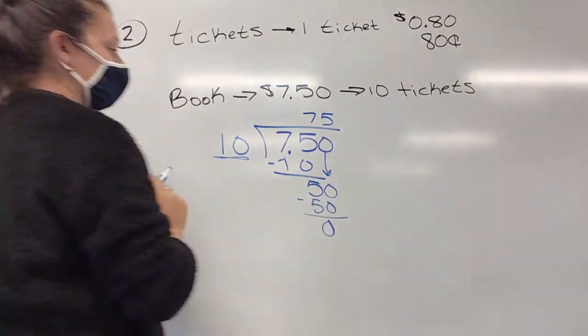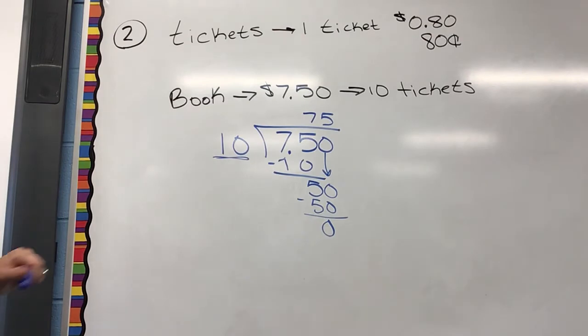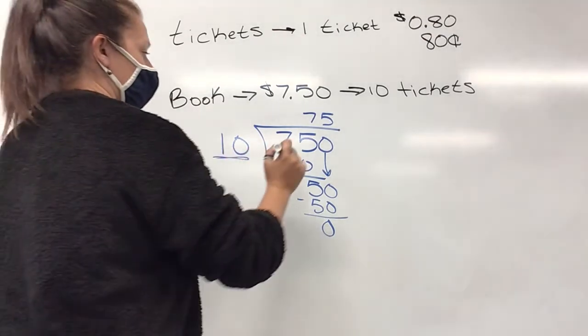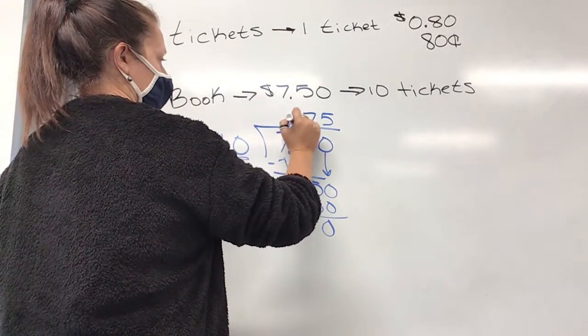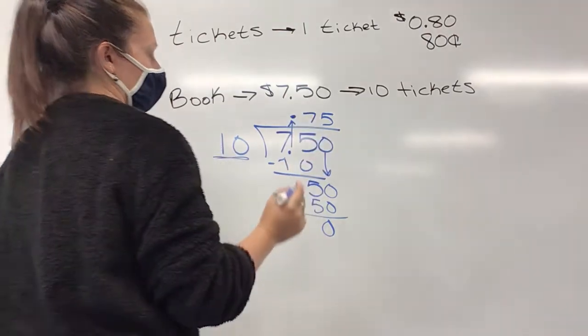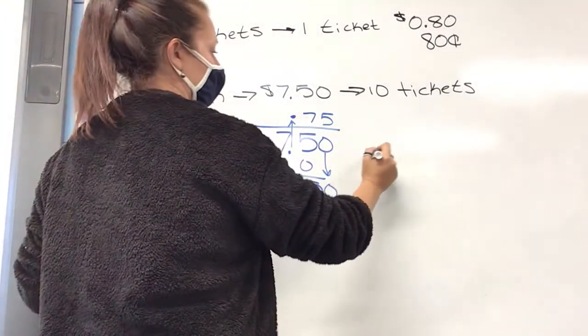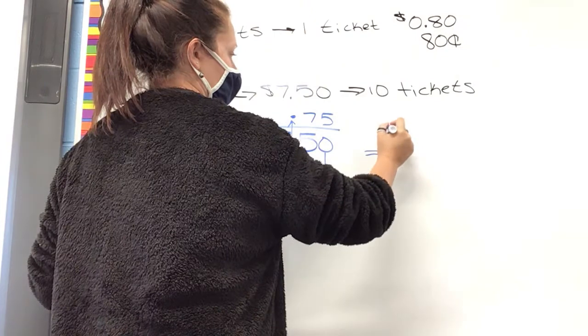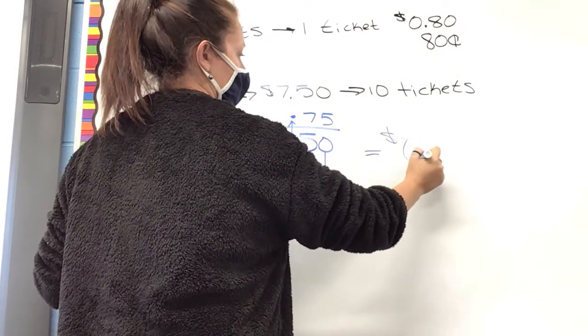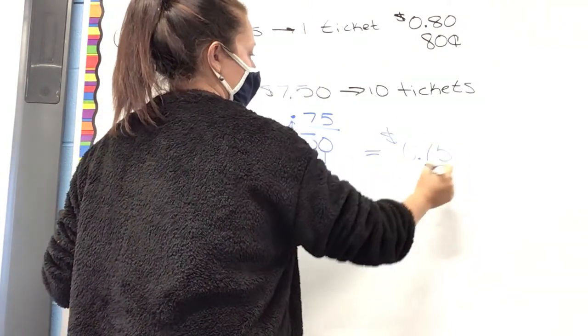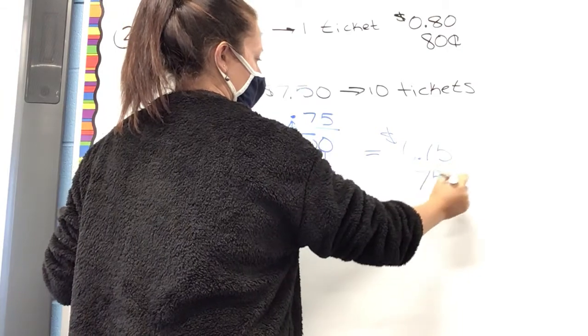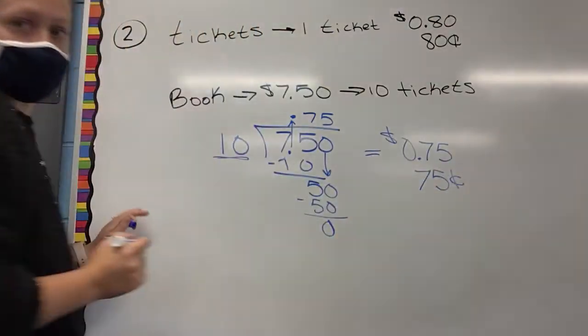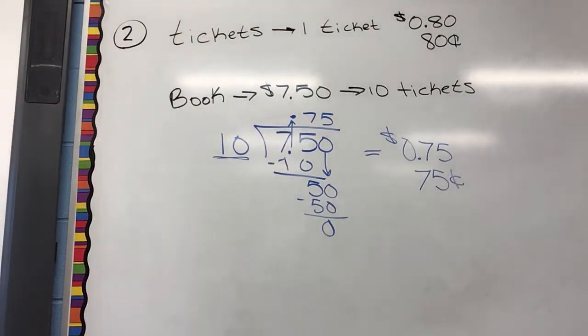And then my decimal. What do I do with this decimal? I follow it straight up. So each individual ticket in this book, make sure I remember the money sign, cost me 75 cents, or you could write it like this, 75 cents. Okay?